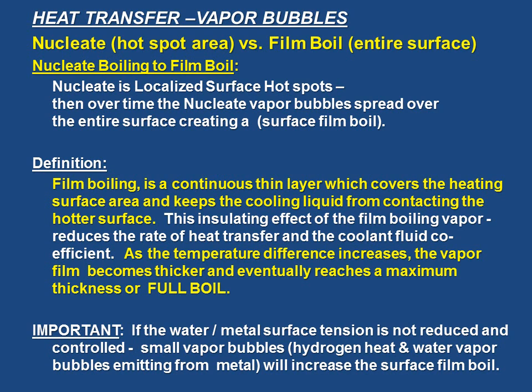Now that's just natural. Film boil is a continuous thin layer which covers the heating surface area and keeps the cooler liquid from contacting the hotter surface. This insulating effect of the film boiling vapor reduces the rate of the heat transfer and coolant fluid coefficient. As the temperature difference increases, the vapor film becomes thicker and thicker, eventually reaching maximum thickness or a full boil.